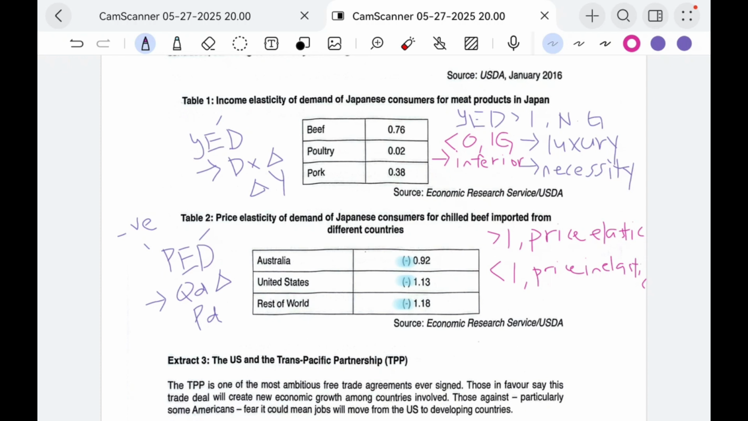Okay, then the fact that for these 3 countries, you have a variety of magnitude. So you see for Australia, it is less than 1. So you can write down to indicate that actually for Australia beef, the demand is price inelastic. So perhaps the question could ask you to come to this inference or give a possible reason why so. Okay, then for your US and rest of the world, the magnitude seems similar. Both are more than 1, price elastic.